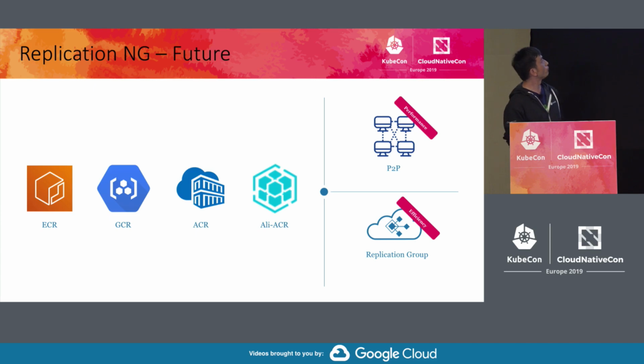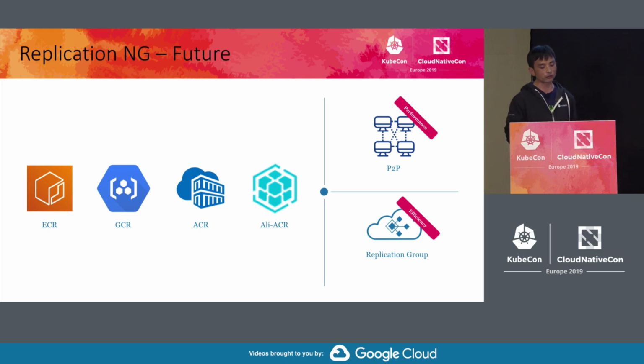Okay, so for the next step of replication NG, we will support more non-Harbor registries. That means we will extend the supported registry list a lot: ECR, Google Container Registry, Azure Container Registry, and Alibaba Container Registry. Besides, we will support more and more non-Harbor registries in replication scenarios.